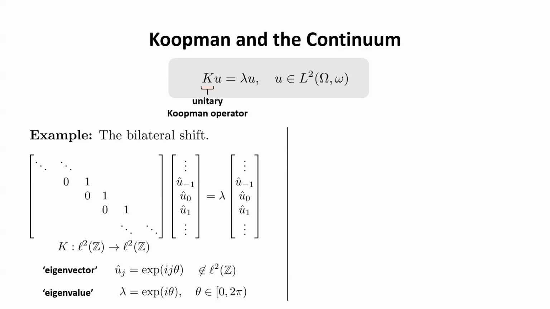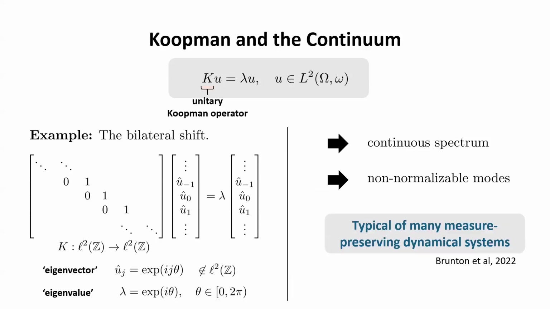So these two features sort of go together. When you have continuous spectrum in these unitary problems, you typically have non-normalizable modes that actually don't live in your Hilbert space. So if you want to think about finding them, you have to look elsewhere. You have to look outside of your nice L2 Hilbert space. Your operator is unitary. So again, this is just a simple example, but it's fairly typical. I'll show more examples of measure-preserving dynamical systems where you have this continuous spectrum. And along with that, you have these non-normalizable modes.